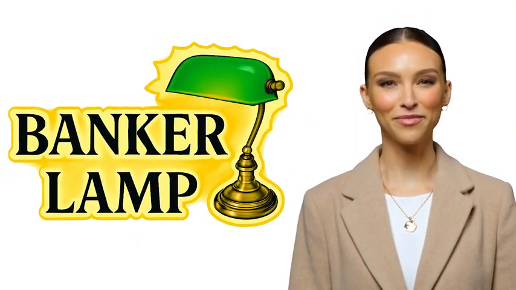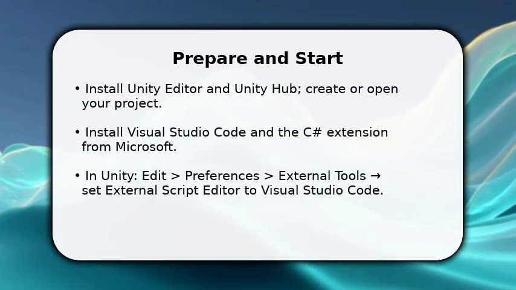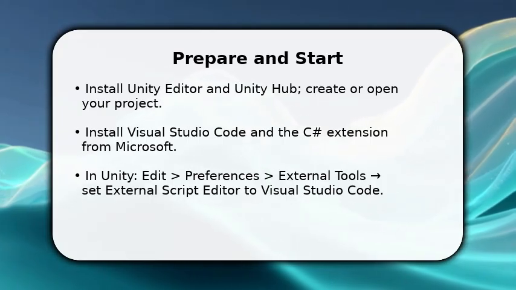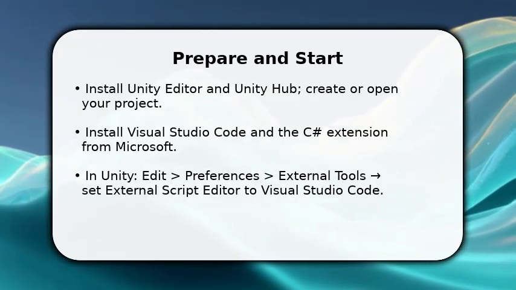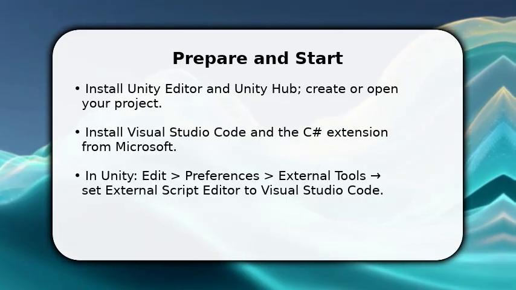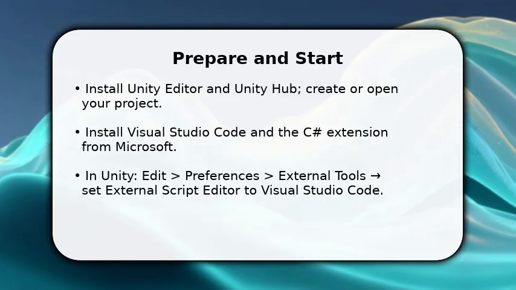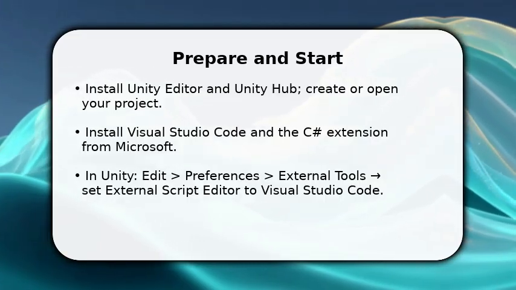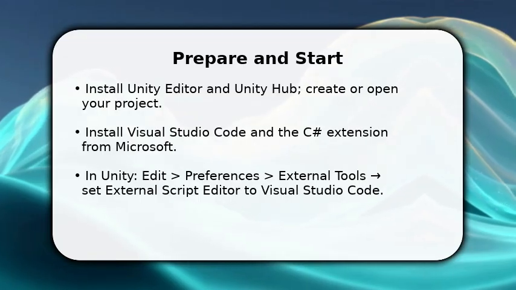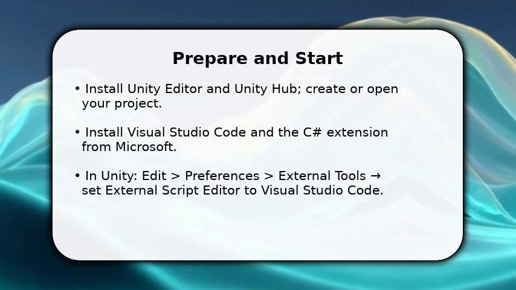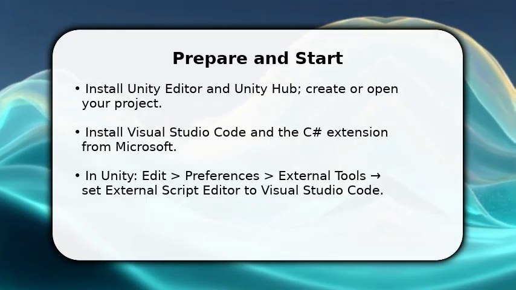Please enjoy the video. You begin by making sure the basics are in place: Unity Editor, Unity Hub, and Visual Studio Code. Install the C# extension in VS Code so the editor understands Unity scripts. In Unity, go to Edit, Preferences, External Tools, and choose Visual Studio Code as the external script editor. This tells Unity to open CS files in VS Code.